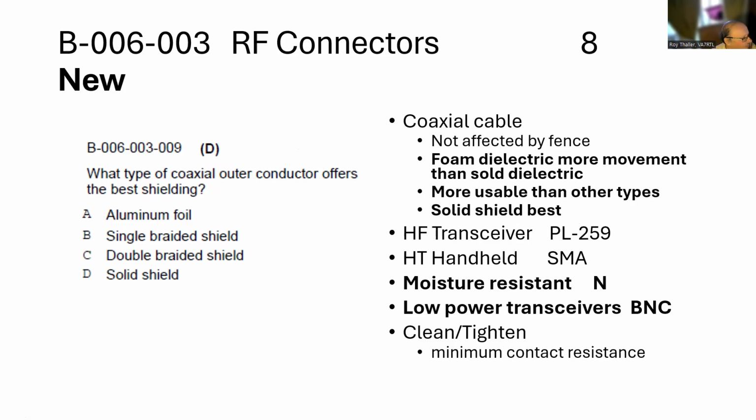Another new question. What type of coaxial outer conductor offers the best shielding? So here you can have a number of different choices, a single braided, a double braided, or aluminum foil, but a solid shield is the best shielding, so D is the correct answer.